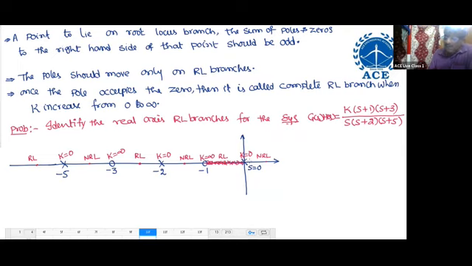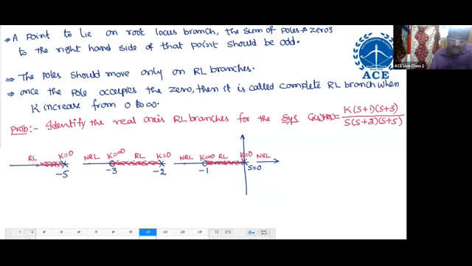No pole can move this side. Pole should not move right because right side no branch. This pole also cannot move to right. So here root locus branch exists. It will go on, moves to left and it occupies the zero. This pole cannot move to right. This pole goes on, moves to the left.